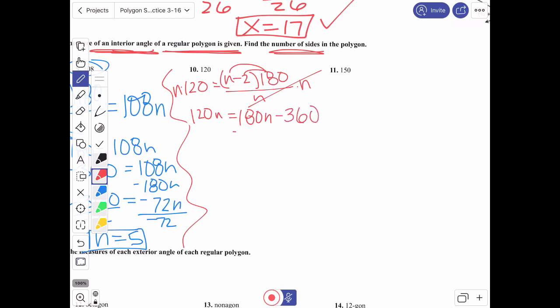Now I'm going to subtract 180n to get my n's on one side, and I get negative 60n equals negative 360. Okay, then you're going to divide by negative 60 on both sides. And n equals 6.